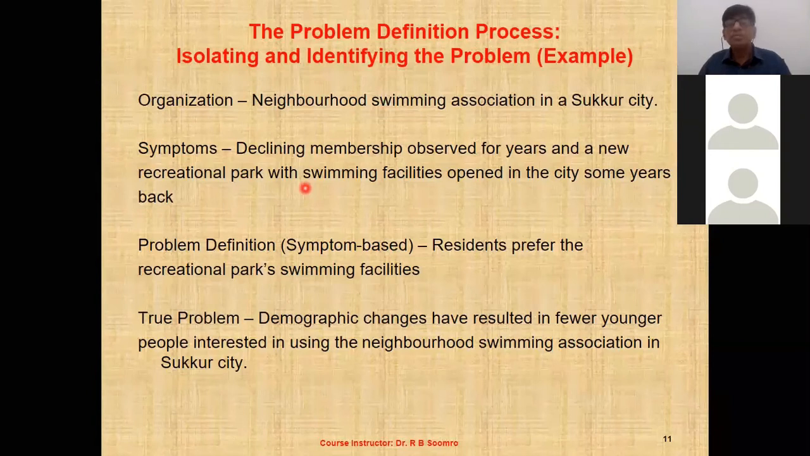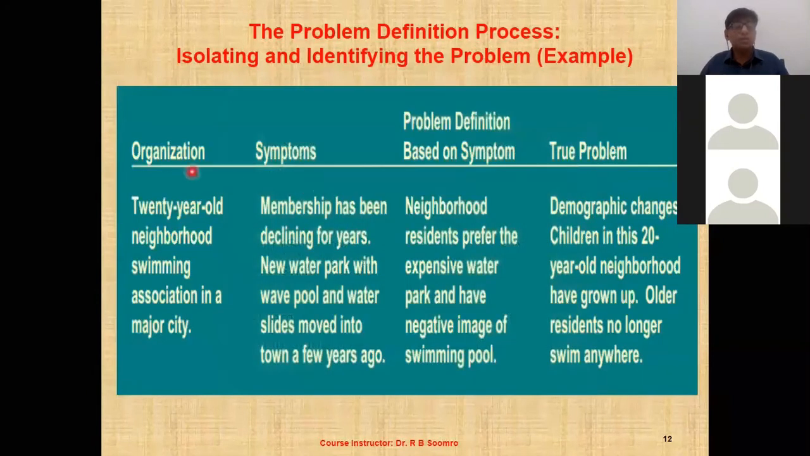Now, for the same example about the organization: a 20 year old neighboring swimming pool association in a major city. The symptom is that membership has been declining for years, and the new park, as we discussed, is the same. Demographic changes are actually the problem. The 20 year old neighborhood has grown up, and older residents are no longer swimming anywhere. Are they not interested in swimming? So this is a symptom-based problem, and this is the true or actual problem.